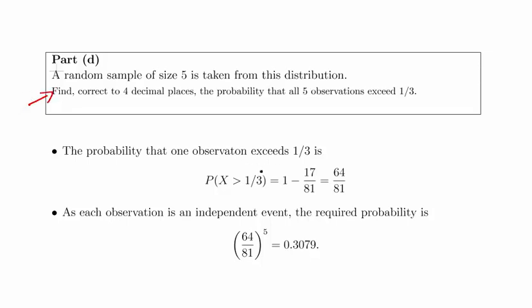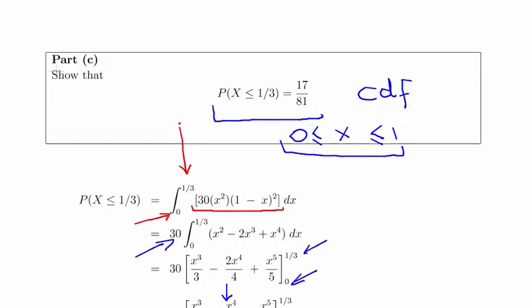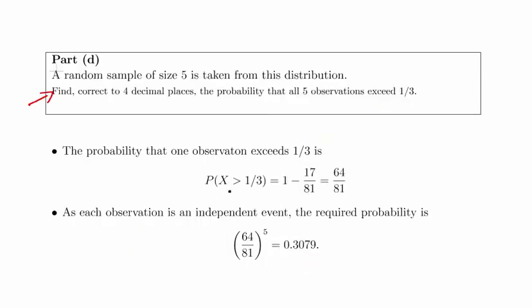So the probability that an observation exceeds 1/3 is the complement of what we just found here. It can be written as the probability of x greater than or equal to 1/3, which is the complement of that, and that is 64 over 81, which is 1 minus 17 over 81. So it's 64 over 81.